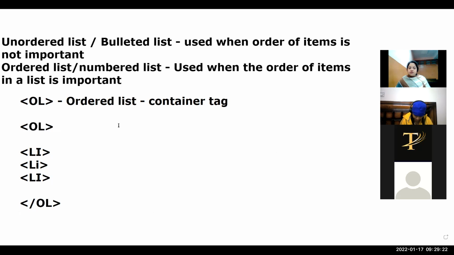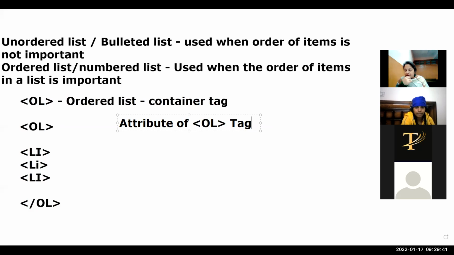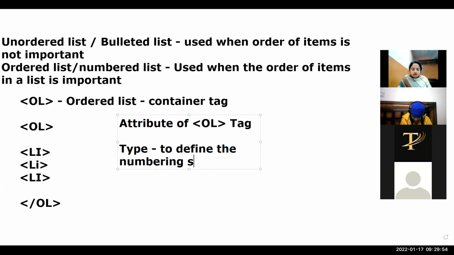Here also we are having some attributes. What attribute was used with the OL tag? Which attribute was used with the UL tag just now? Type attribute, to define the bullet of the list. Now we are having again one type attribute to define the numbering style of the list. So we can have the type attribute.